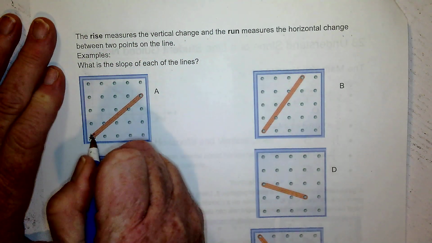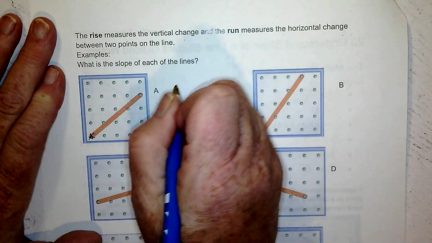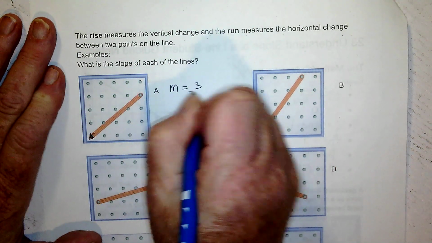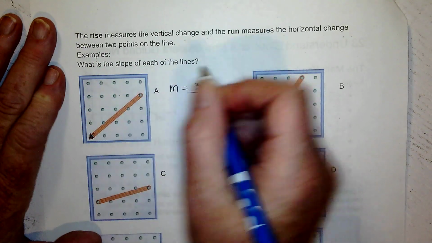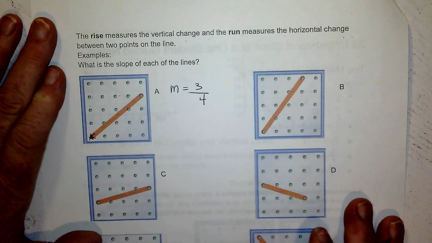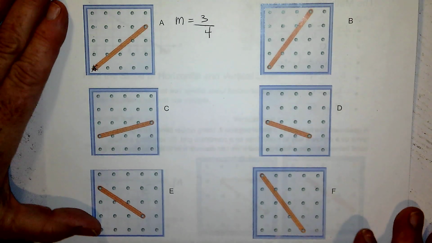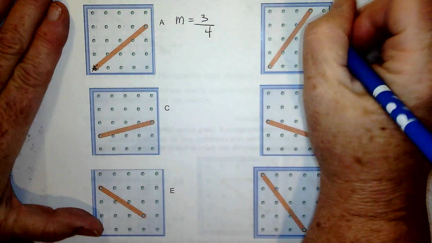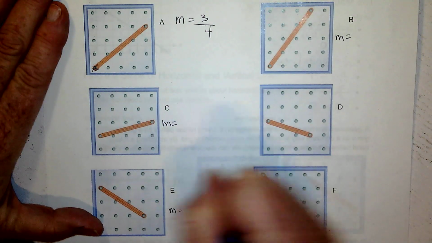Starting with this point, what is our rise? 1, 2, 3. And what is our run? From here, 1, 2, 3, 4. So there's our slope. I want you to do the same thing with the rest of these other 5. So your M is equal to what? Your rise to the run.